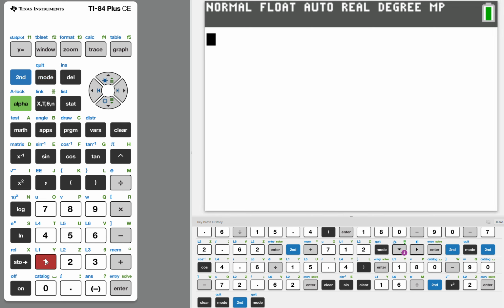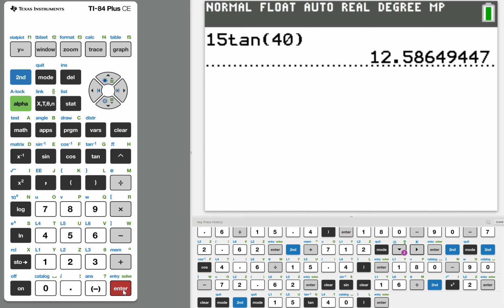And we were going to put in 15 tangent 40 degrees. And we hit enter. And it gives us 12.586. We are instructed to round to the hundredths place. So this is 12.58. The 6 next to it means it's closer to 9 than it is to 8. So it's 12.59.